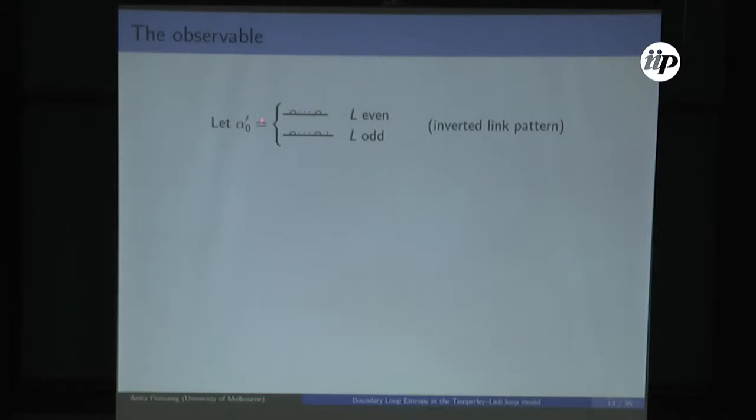In order to define the observable, first we need to introduce this guy. So this is an inverted link pattern. So instead of the sites being connected by links downwards, I'm connecting them upwards instead. And the idea is I'm going to put this on top of the ceiling. So the definition is just that each site is connected to its immediate neighbor. And in the odd case, the very last site is left unconnected.